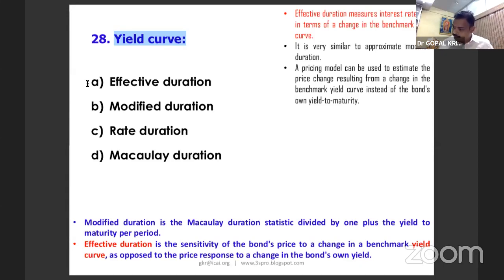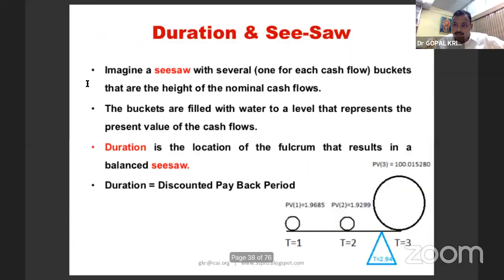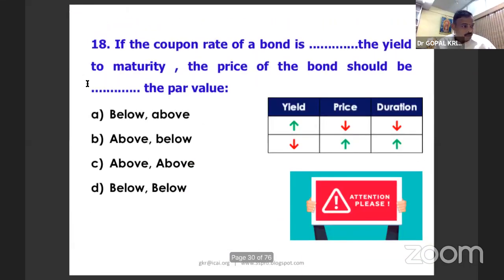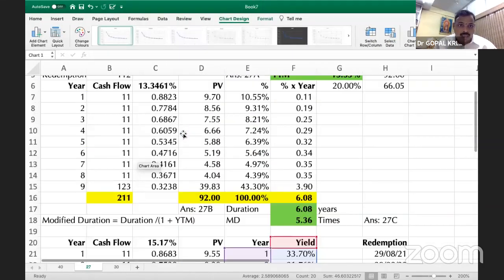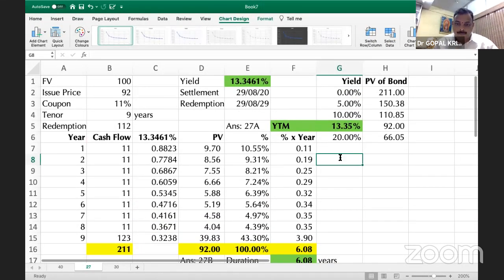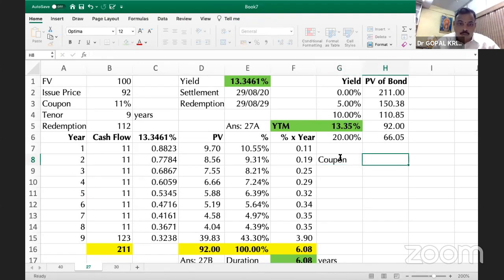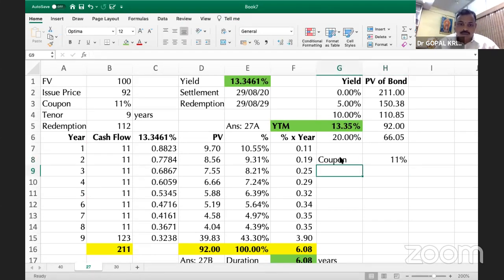Good. Now let's move to questions 18, 19 and 20, which are theory questions based on all this. Please look at this. If the coupon rate of a bond is dash yield to maturity, the price of the bond should be below par. Now look at the question we did. Here the coupon is 11%. So what is your yield?